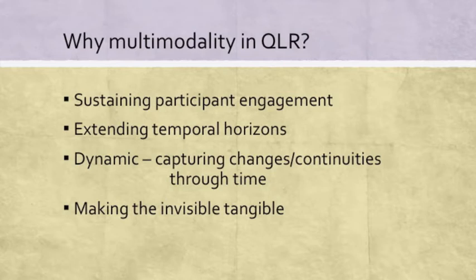Thirdly, one of the aims of qualitative longitudinal research is to capture the dynamic and changing nature of people's lives. So are different methods better placed to do this? Can we represent that in different ways through image or film?